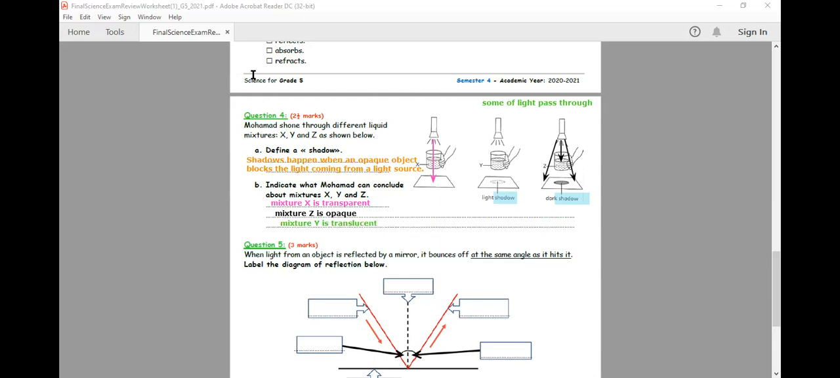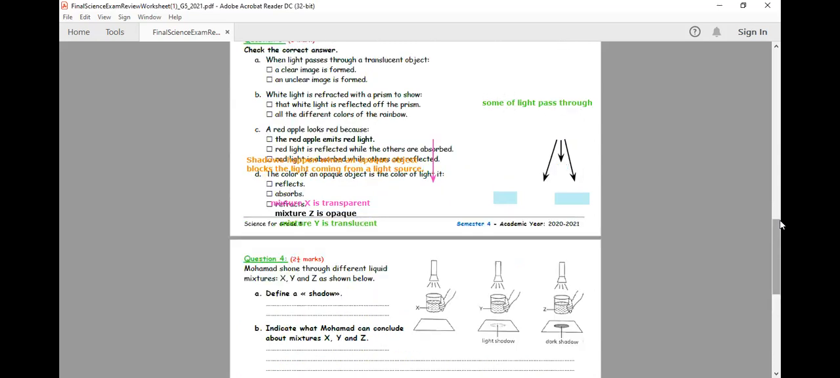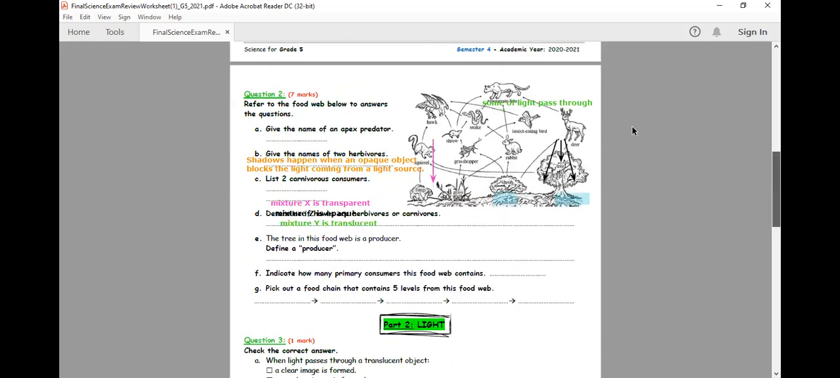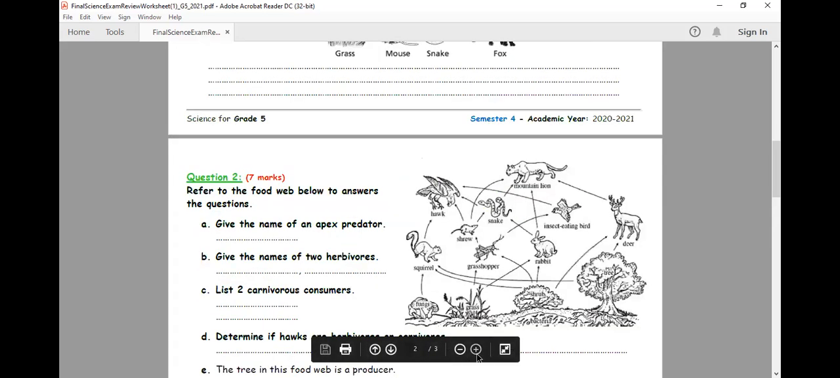Okay, does anyone still have any question about this worksheet? We talked about reflection, how we see objects. We talked about food chain. I will make a quick revision about this food web and then we're done. Deal? Okay, let's highlight.